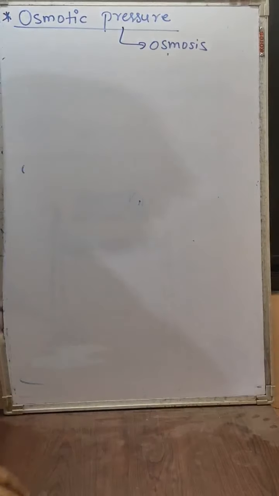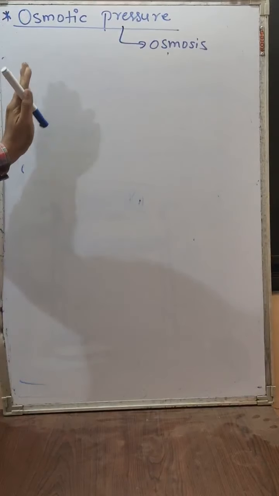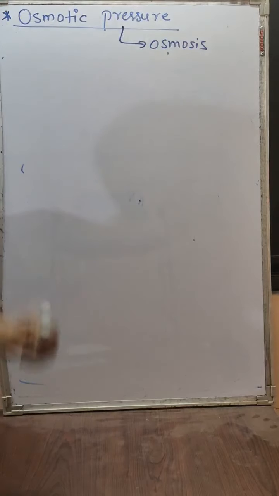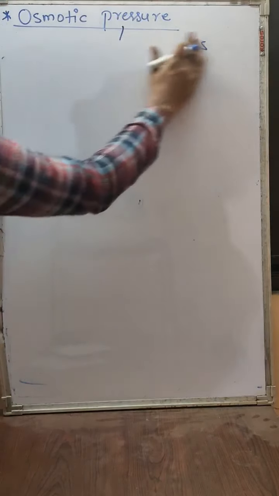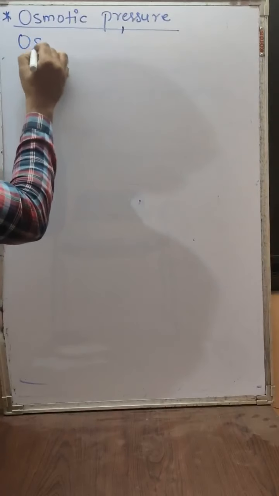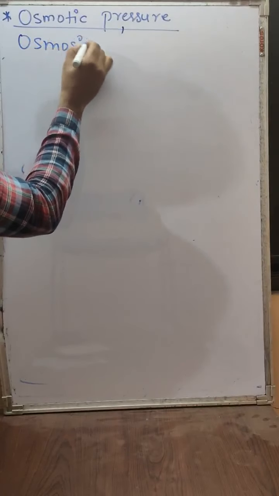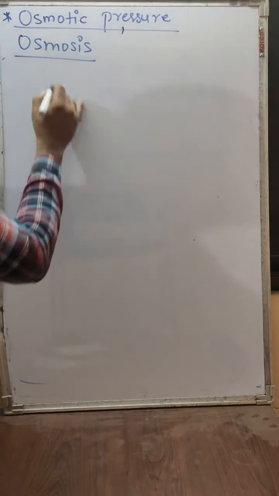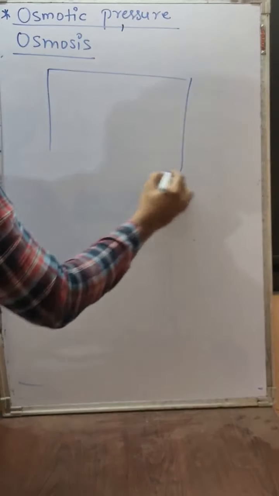Because all are connected, we should know diffusion is connected with osmosis. Osmosis is connected with the osmotic ratio. Now osmosis. So once again, I have taken a 2 compartment.